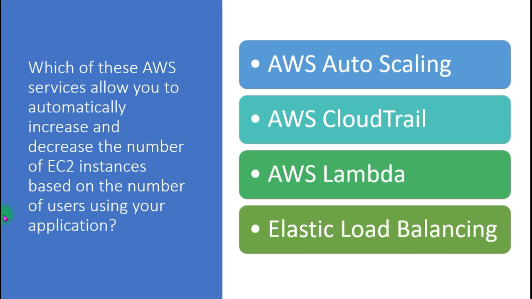See, here we are talking about the service which can help us to automatically increase and decrease. That means here they are looking for the function called scaling. So if you see the options, we have only one, that is AWS Auto Scaling. So this is the correct choice. But let's talk about these other options one by one.